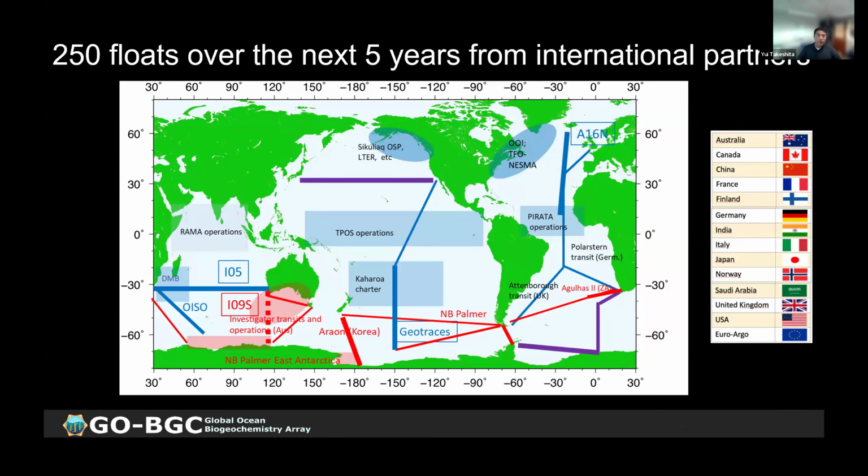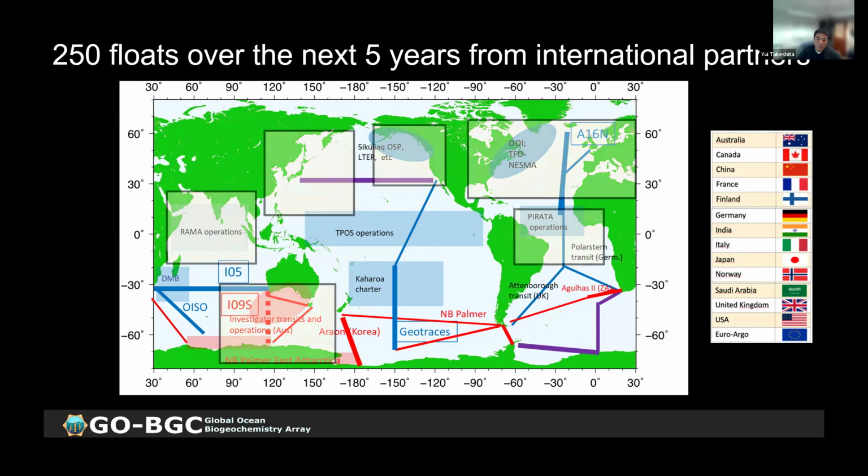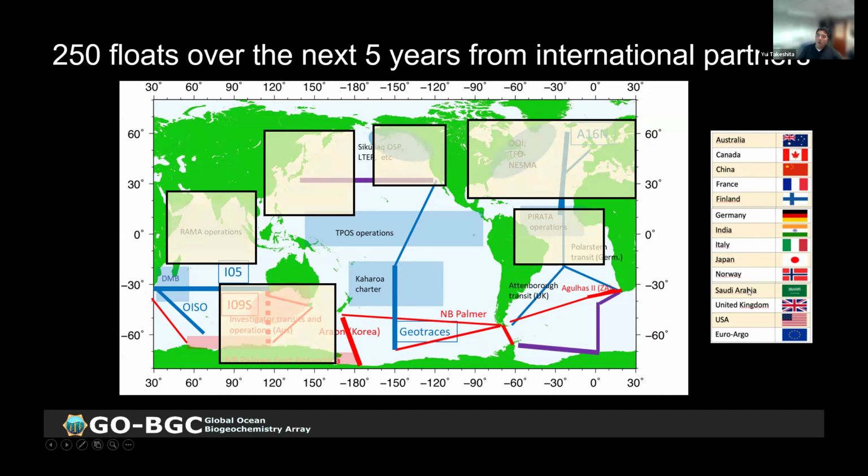In addition to this, there are about 250 BGC floats scheduled over the next 5 years from international partners. These are plans, and not all funding has been secured for these. This is around the locations where the international partners shown on the right are scheduled to deploy floats.